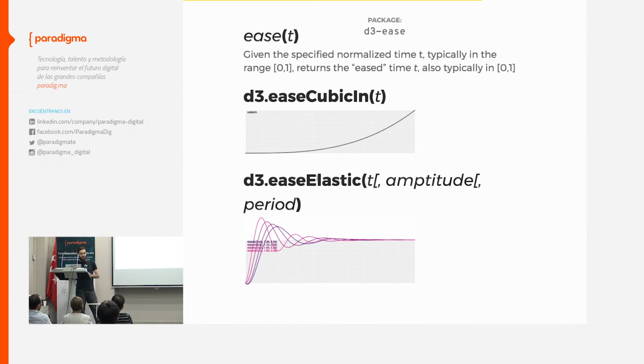Then we also need an ease function to give a nice curve to our animation. There are several of them in the D3 ease package. All of them share the same API, which is a function that accepts a number between 0 and 1, which is the point in your curve at which you are. And you have different easing curves. The ones that I'm using in this example are cubic in, which has this shape, and elastic, which has this bouncing. This is what we are using for the points, and this is for the line.